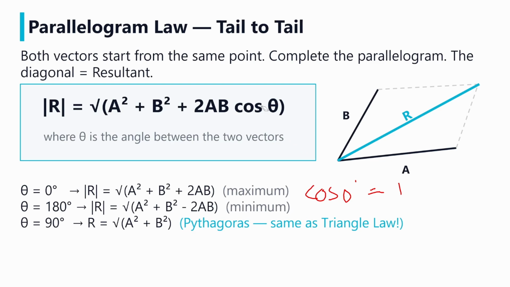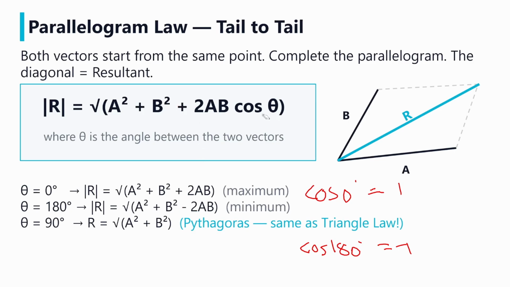Right? Simple enough. Now, let's take the other example. The cosine of 180 degrees is equal to minus 1. Now, how does that make this value minimum? Well, if you substitute minus 1 into this, the plus sign becomes a minus. So you get minus 2ab. And note that it's the minimum possible.